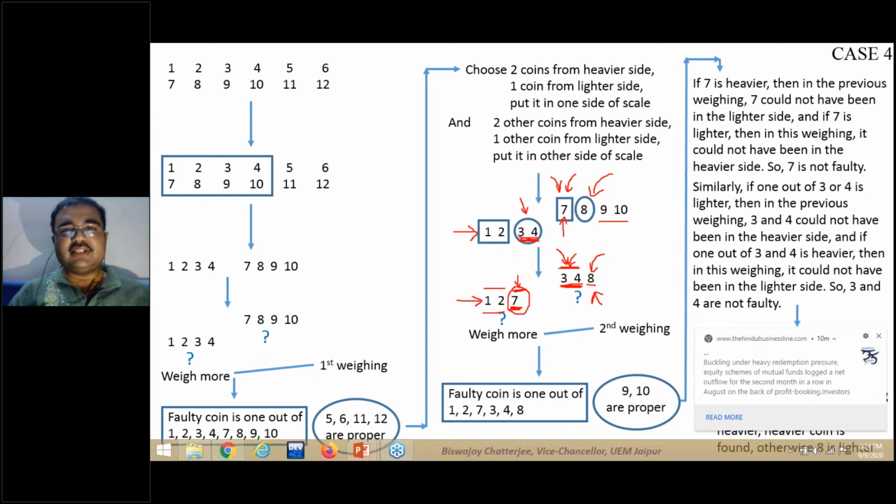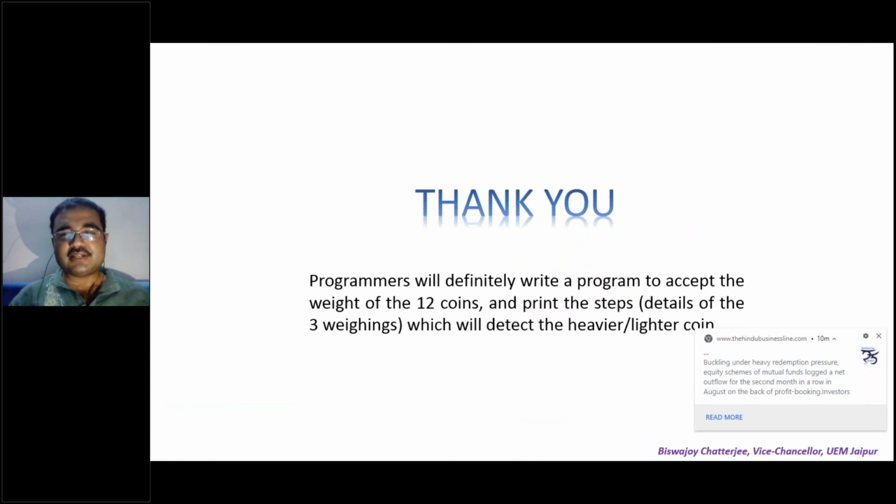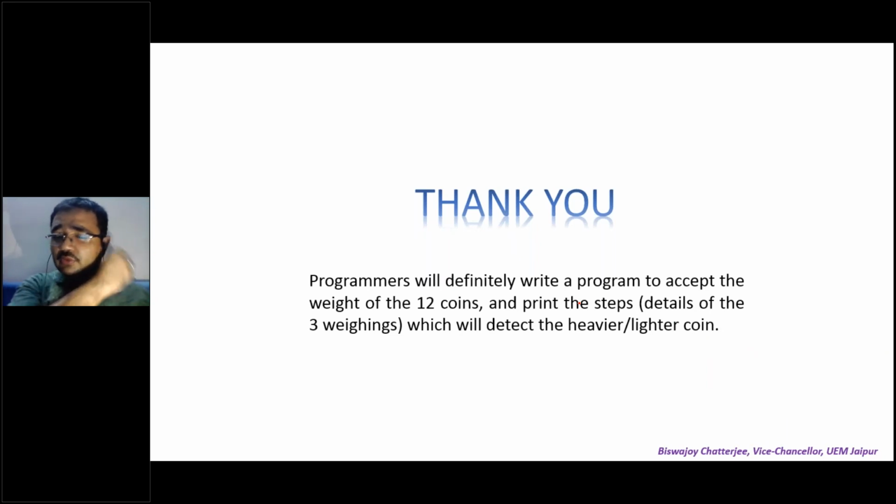You have solved the 12 coins problem in 3 weighings, and that was your only target. So I can say that the job ends over here. The job ends here for others, but the programmers will definitely now try to write a program, either in C or Java or Python or C++, hardly matters, to accept the weights of 12 coins and print the steps which will detect the heavier or the lighter coin.